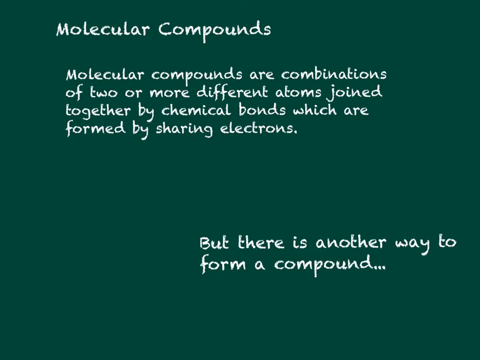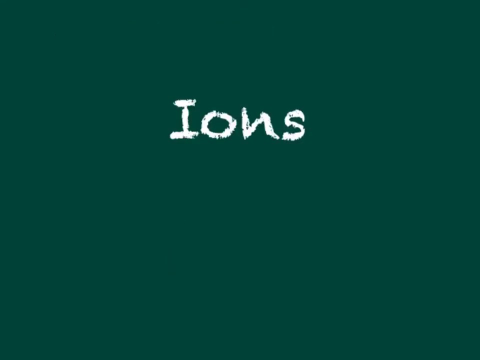Carbon dioxide and water are examples of molecular compounds. Molecular compounds are combinations of two or more different atoms joined by chemical bonds, as we've learned. But these chemical bonds are formed by sharing electrons. That's one way of forming a compound, but there is another way. And this leads us to our final idea, which is ions.